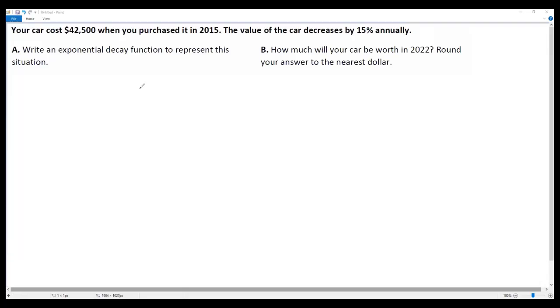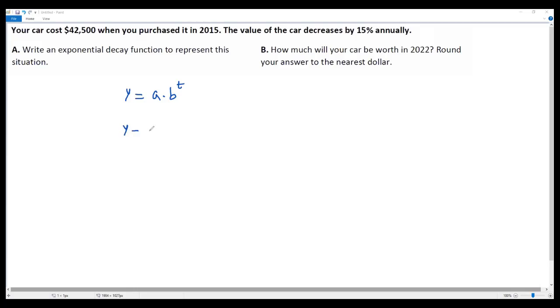Your car cost $42,500 when you purchased it in 2015. The value of the car decreases by 15% annually. So the value decreases, so clearly it's exponential decay. Write an exponential decay function to represent this situation. Okay, part A. Let's write the general form of an exponential function, that is y equals a times b to the power t.